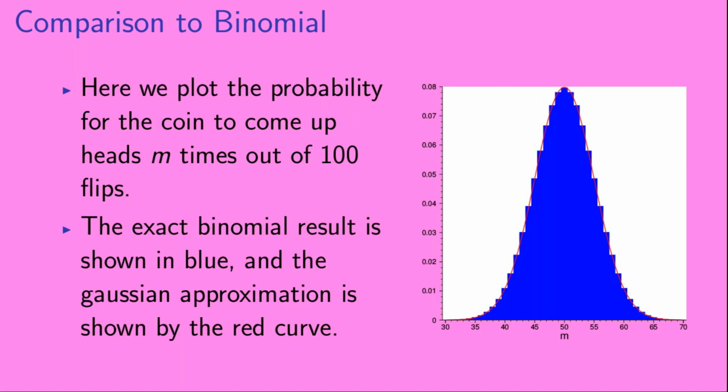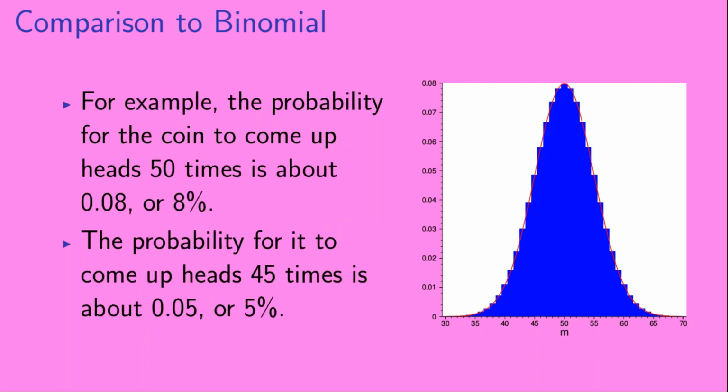Here we plot the probability for the coin to come up heads m times out of 100 flips. The exact binomial result is shown in blue, and the Gaussian approximation is shown by the red curve. For example, the probability for the coin to come up heads 50 times is about 0.08, or 8%. The probability for it to come up heads 45 times is about 0.05, or 5%.